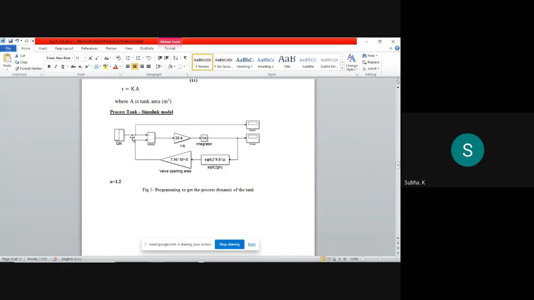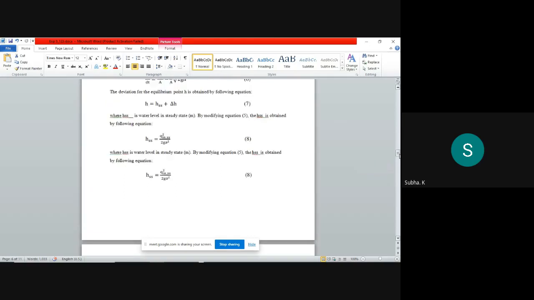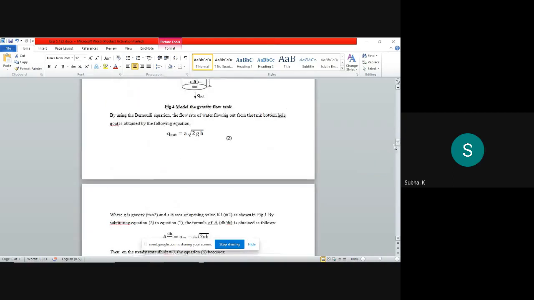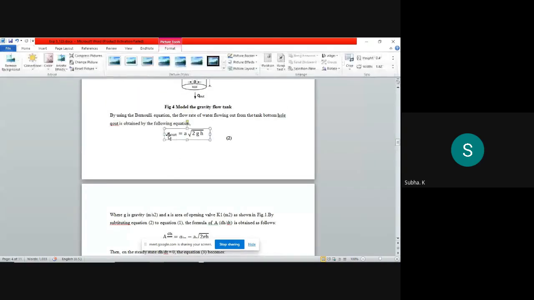This is your water flow input. The output, I think, is the level. You have to simulate this diagram. This is 2GH. You have seen the square root of 2GH, no? A into square root of 2GH. Are you able to see the equation that I am showing? What is the formula for Q out? Q out means A into the square root of 2GH. But what does it represent? Q out.